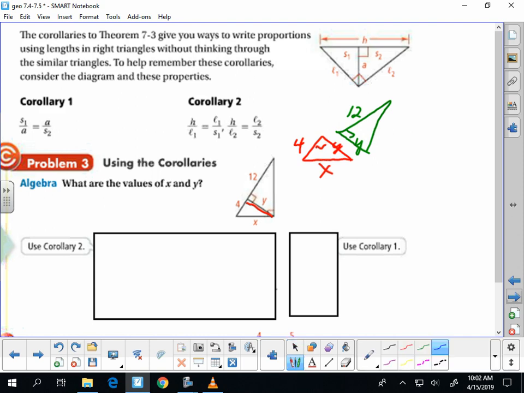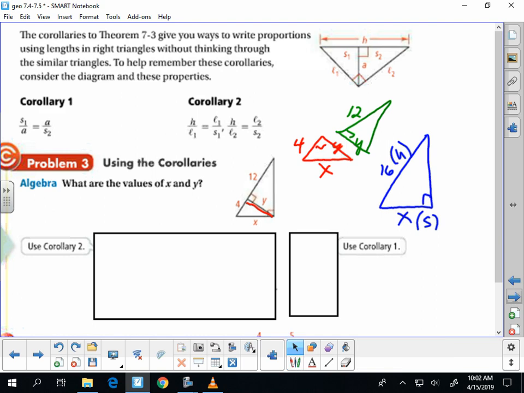And then we have the big triangle. What's the length of the hypotenuse of the big triangle? 16. The segment addition postulate says I can add that 12 and that 4 together and get 16. And I have X. Do I have this part of that triangle at all, the long leg? So this would be long leg, short leg, so on this one I have the short leg and the hypotenuse, right?